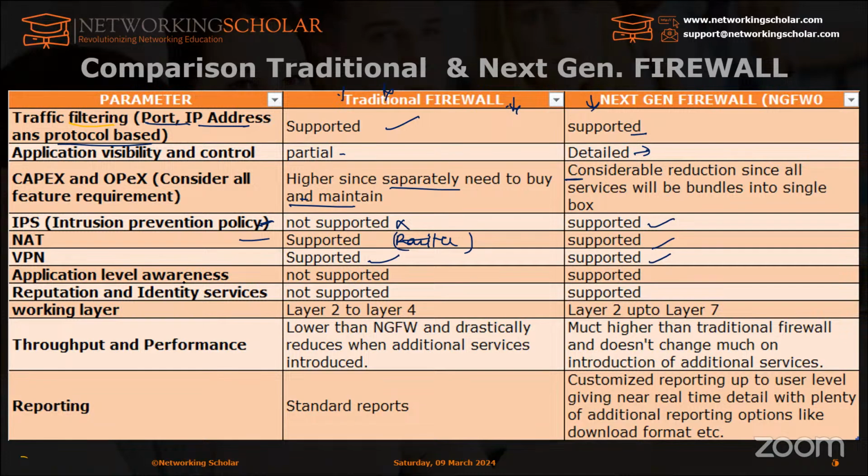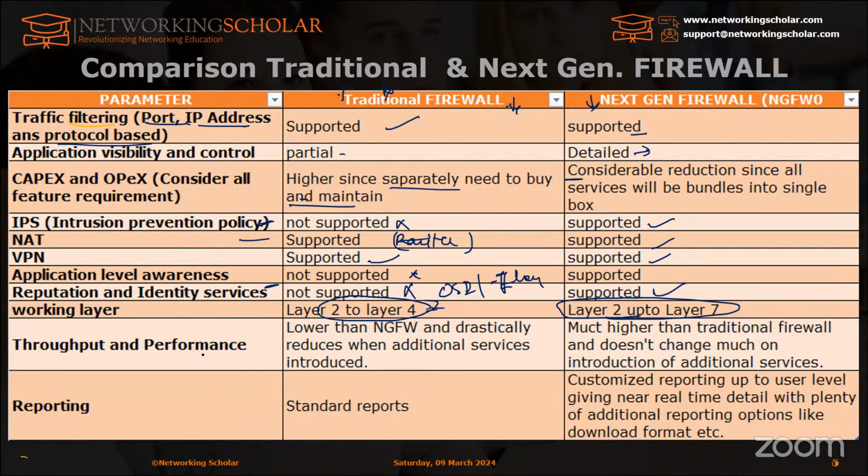Okay, then there is application layer awareness. The traditional firewall is not going to support it, because it works on layer 3 and layer 4. But the next generation firewall is going to support it, because why? In the OSI model we have seen there are 7 layers, and here you can see it can support layer 2 to layer 7. That's why it is going to work. Identity services: the traditional firewall is not going to support it, but the next generation firewall is going to support it.